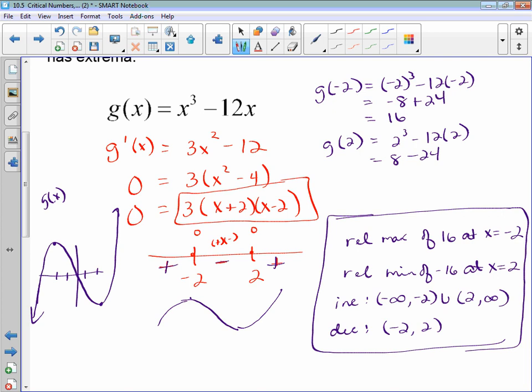Okay? So derivative tells me slope of the tangent line, and I'm telling you the slope of the tangent line at negative 2 and 2 is 0. So think about that. There's my tangent line. There's my tangent line. Do horizontal lines have a slope of 0? So that's why you know that's a max or a min, because the slope of the tangent line is 0. It's right at the top of the little hill.